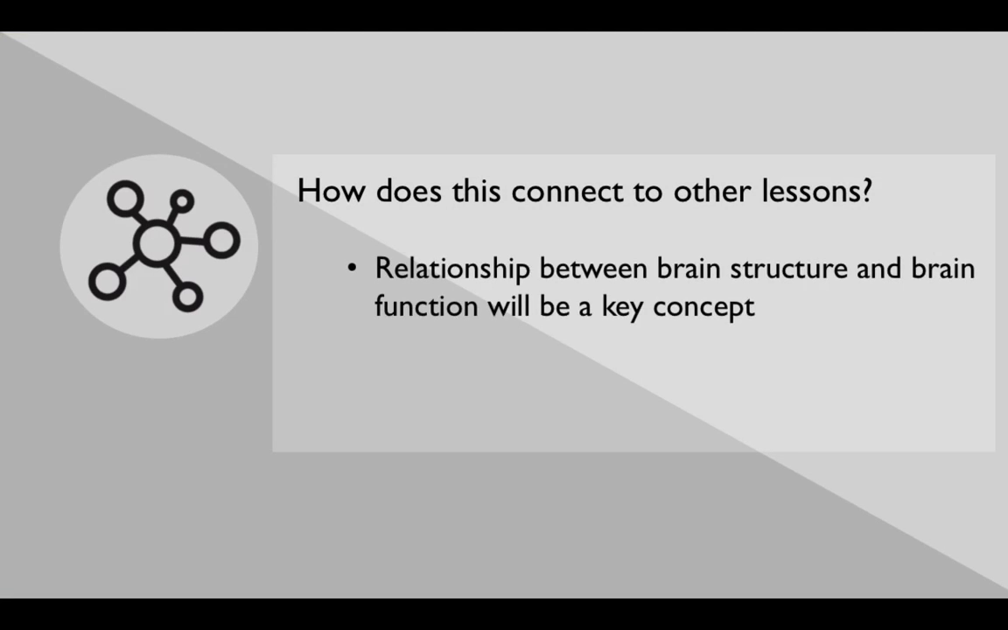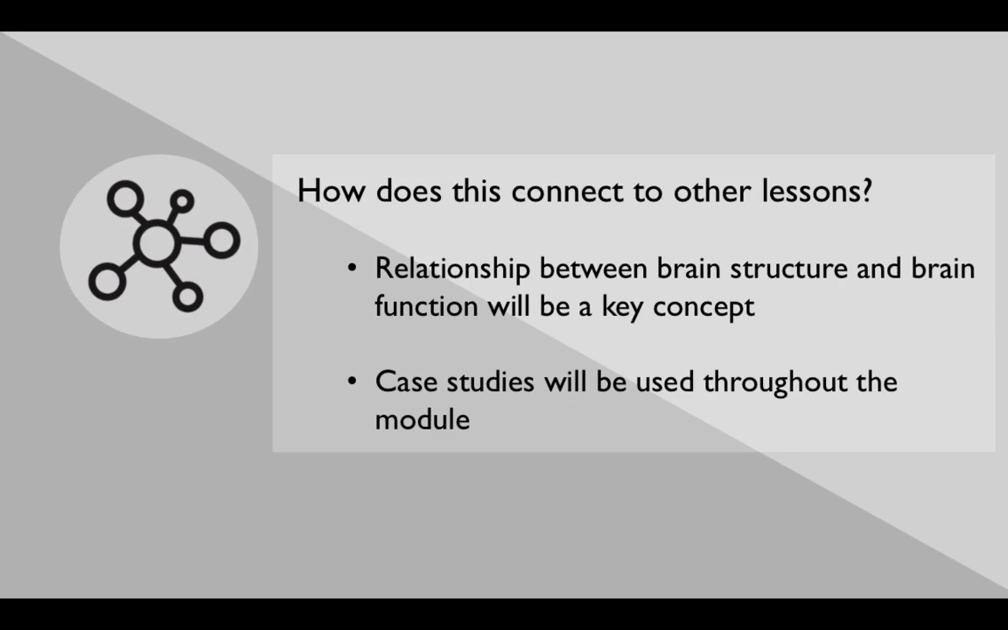The relationship between brain structure and brain function will be a key concept that we revisit often throughout this module, so students will need to be comfortable with making the connection between structure and function. Case studies will be used throughout the module, so students will need to become comfortable with analyzing cases and using evidence from them to make arguments about the brain.